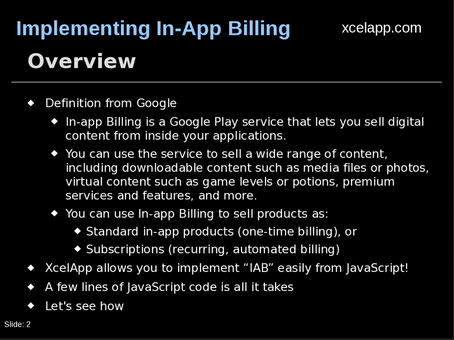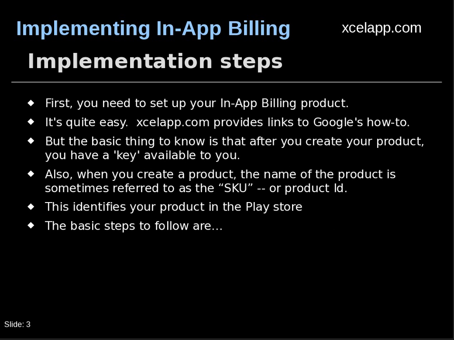A few lines of JavaScript code is all it takes, so let's see how. First, before you really use in-app billing, you have to set it up. It's really quite easy. xcelapp.com provides links to Google's how-to, and it's really straightforward. But the basic thing to know is that after you create your product, you have a key available to you. Also, when you create a product, the name of the product is sometimes referred to as the SKU, and that really is like a product ID. This identifies your product in the Play Store, and here are the basic steps that you need to follow.